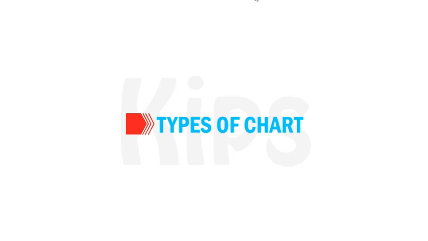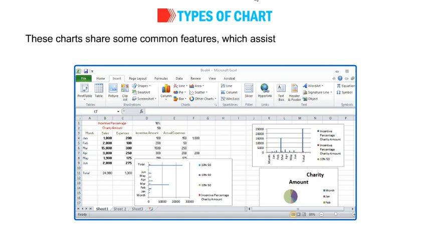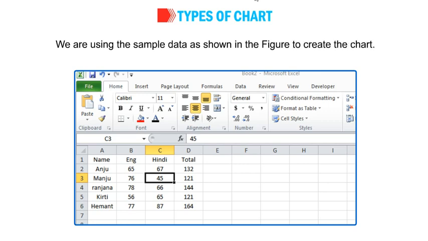About the types of chart. MS Excel offers a wide range of charts to interpret data. These charts share some common features which assist the users to comprehend the data logically. We are using the sample data as shown in the figure to create the chart.